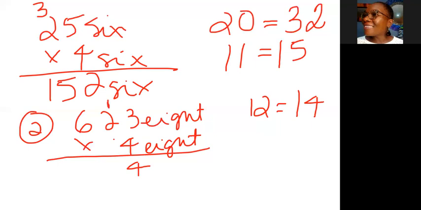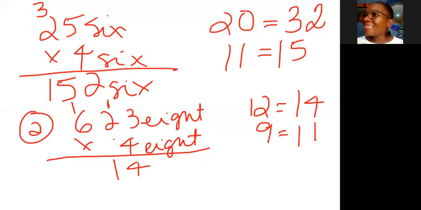4 times 2 is 8. 8 plus 1 is 9. We cannot include the 9, guys, because it is greater than the base. So you got to convert it. 8 goes into 9 how many times? Once. With what left over? 1. So you drop 1, carry 1.